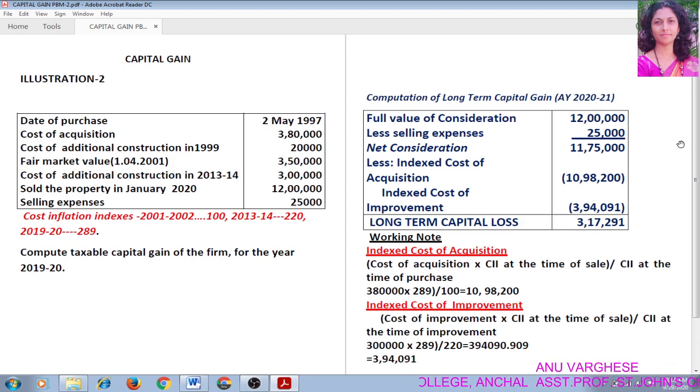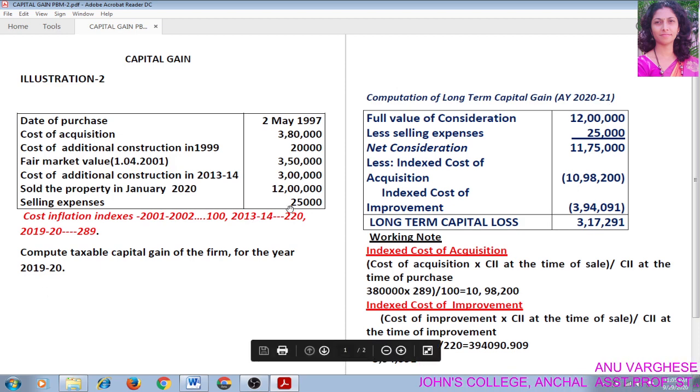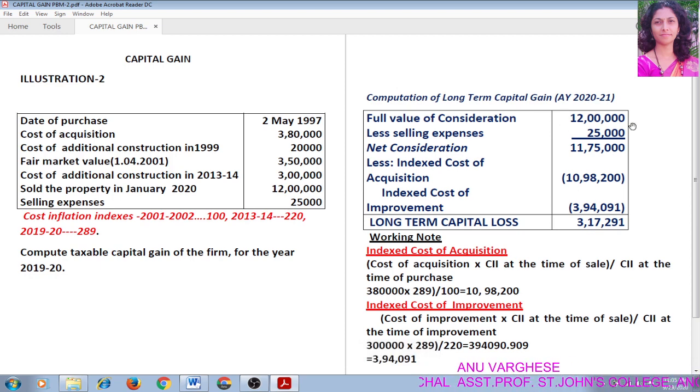Now let us do the problem. First of all, you have to write computation of long-term capital gain for the assessment year 2020-21. So first step is write full value of consideration. Full value of consideration means sales price. Here sales price is given, 12 lakh. We can write full value of consideration Rs 12 lakhs.